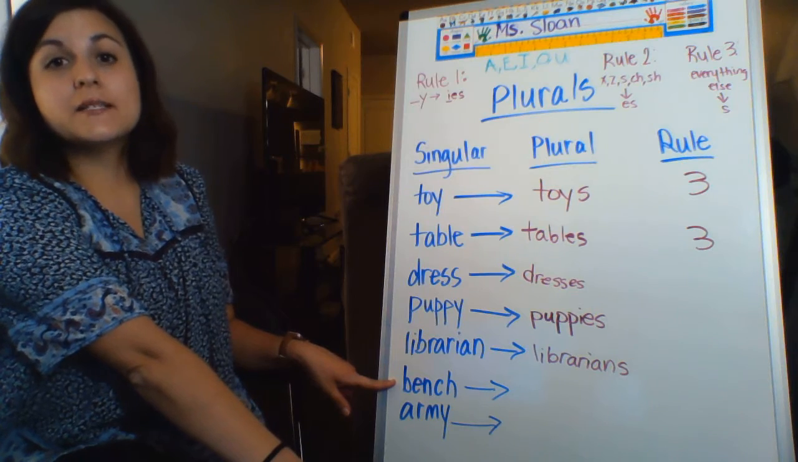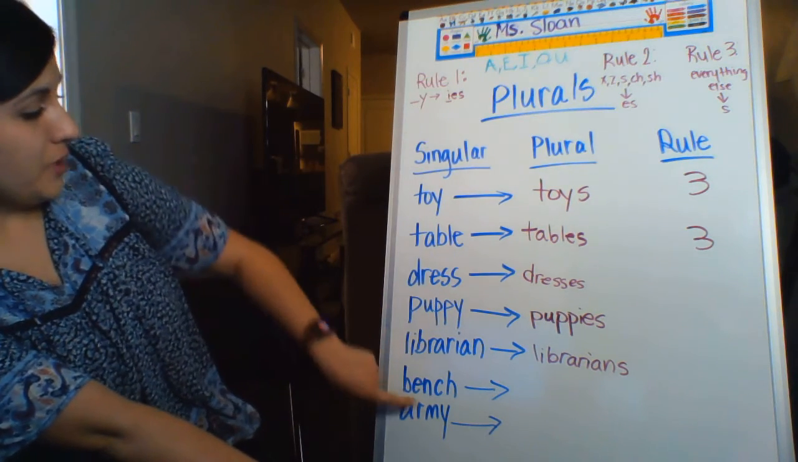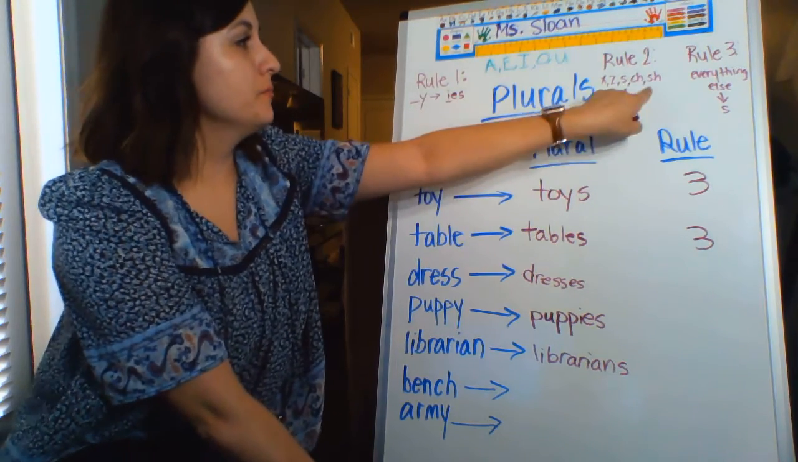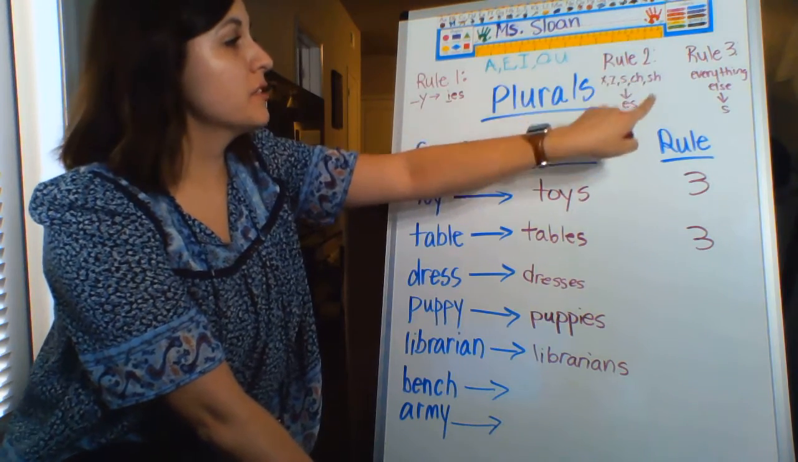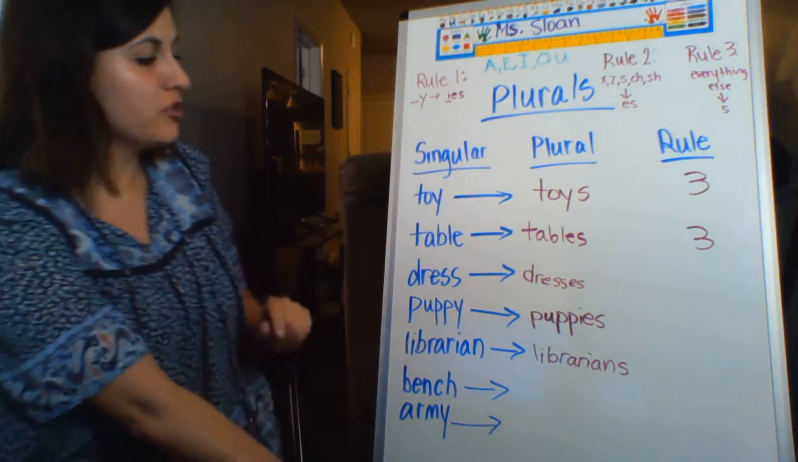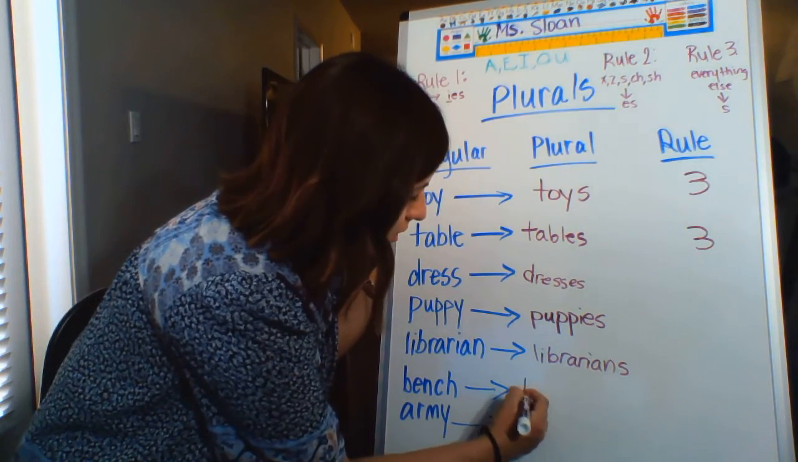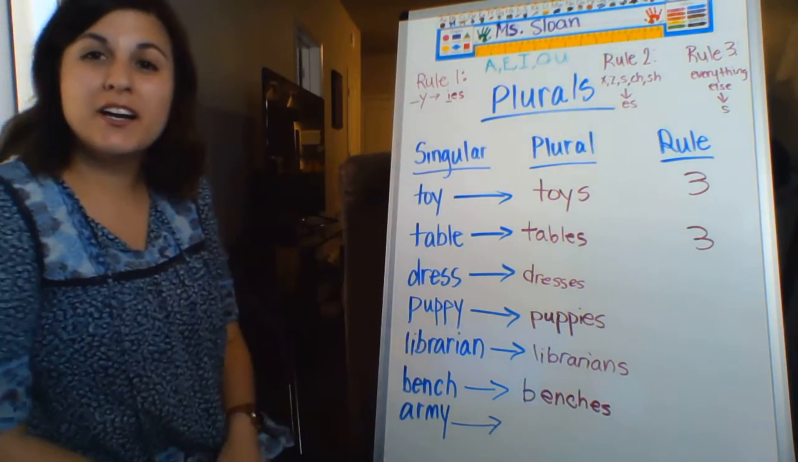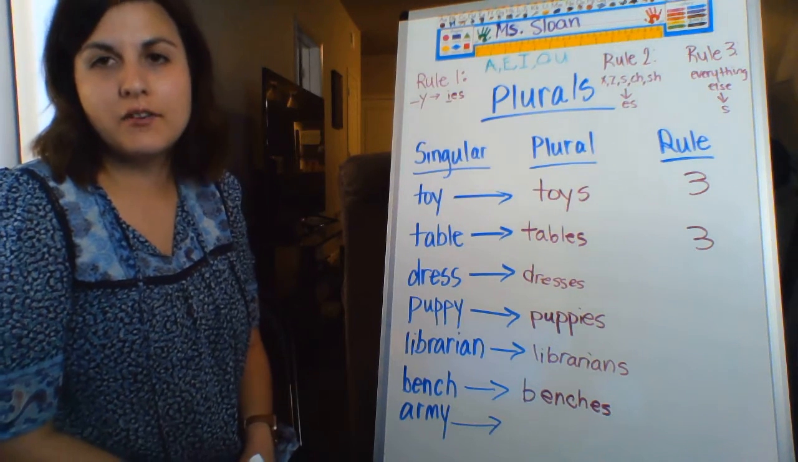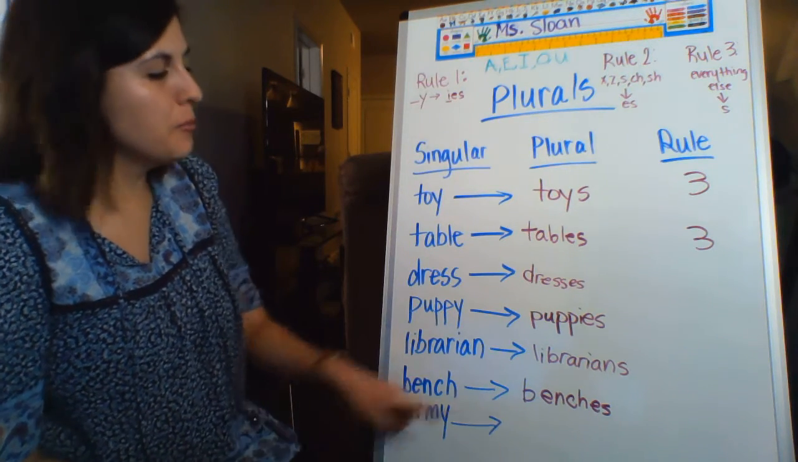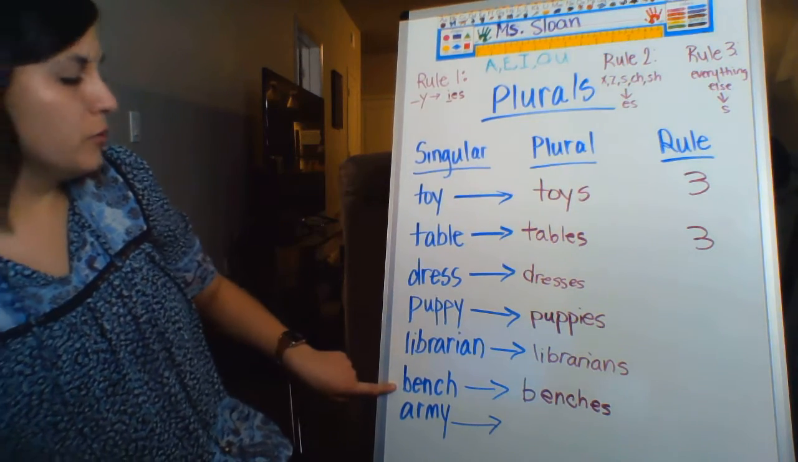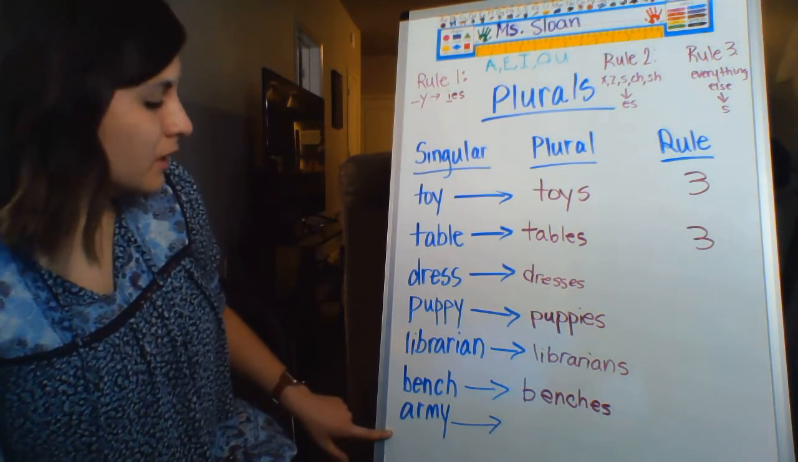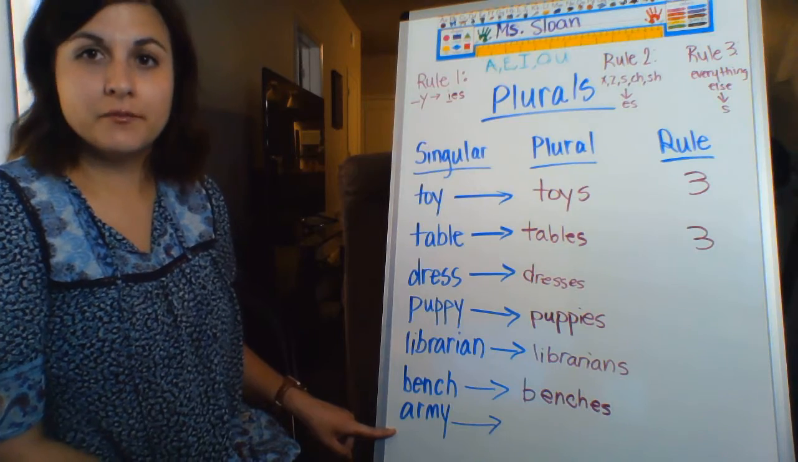Our next word is bench. Ends in a CH. Not rule number 1. Oh, CH. That means we're going to add an ES after the CH. So bench becomes benches. And remember, instead of just the S sound at the end, it sounds more like iz. Benches. One bench, singular. 2 or more benches.